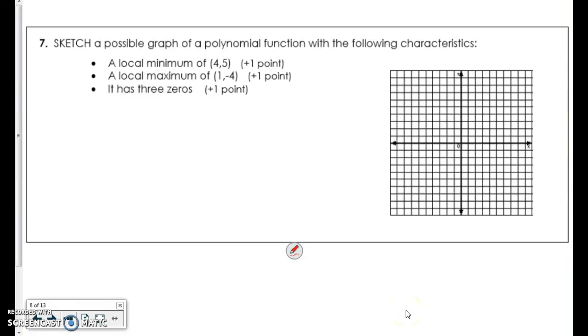Sketch a possible graph of a polynomial function with the following characteristics. A local minimum at (4, 5). (4, 5) is 4 to the right of the origin and 5 above the x-axis. Put a point at (4, 5).